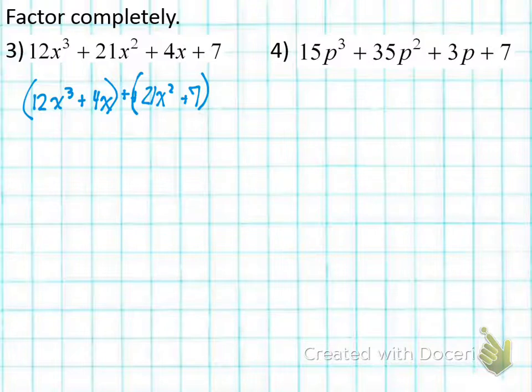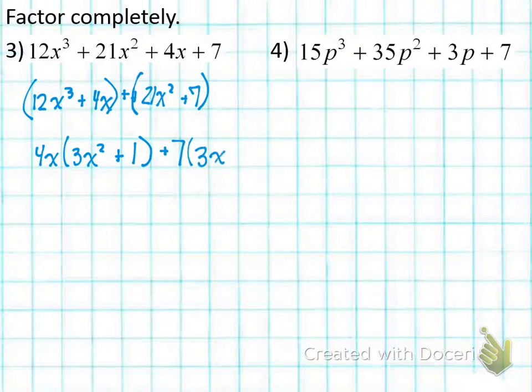What can I factor out of the first binomial? 4x. Okay, so I'm taking out 4x. 4x times what is 12x cubed? 3x squared, good. 4x times what is equal to 4x? 1, positive or negative 1? Positive. I say positive 1 because we're putting plus 1, right? Close parentheses. What can I factor out of the second term? 7, right? So positive or negative 7? Positive 7. I'm forcing you to say positive 7, so you write plus 7. Okay, everyone's doing this, right? Times 3x squared plus 1.